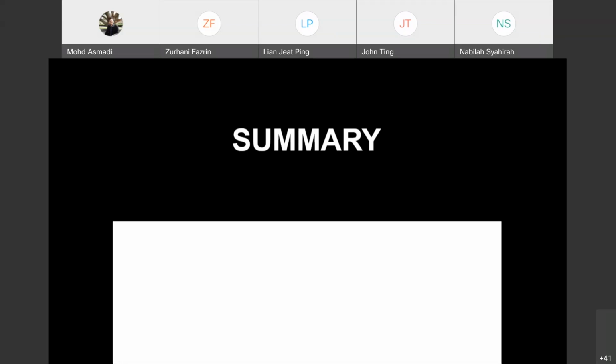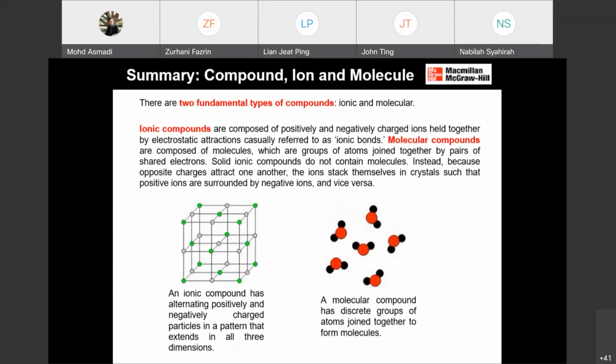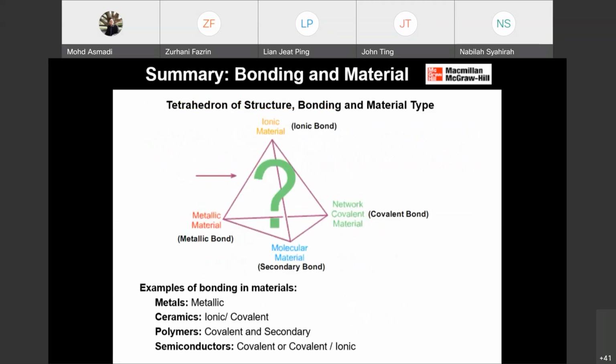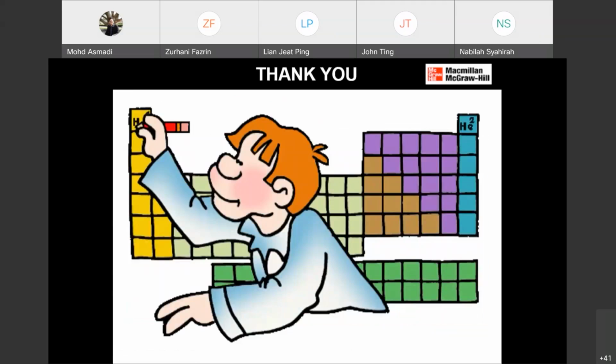As well as the valence electrons. So I hope you can understand this topic for this chapter. That's the summary throughout this chapter. Any questions? This is the difference, so you can read the summary. So we are finished.